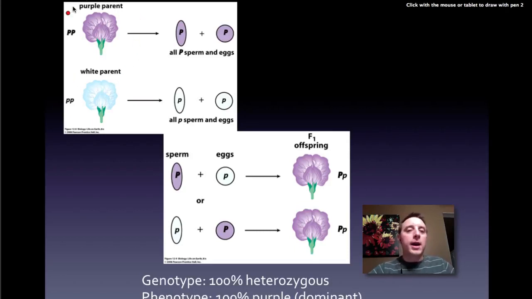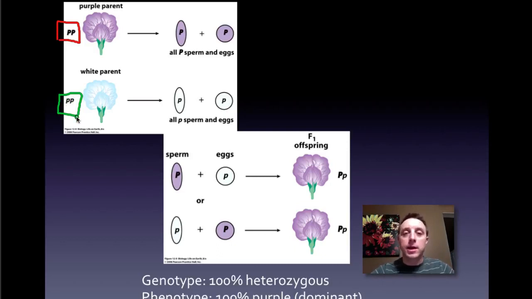And we look here at the parental generation, the purple parent. It's purebred, so it has two copies of the dominant allele, and we use capital letters to designate that. So it is capital P. Whereas the recessive, the other parent, the purebred white flower, has two copies of the recessive allele. So we use lowercase p.